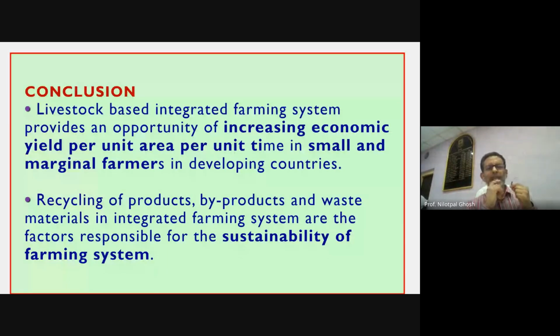And recycling of products, byproducts, waste materials in integrated farming system are the major factors responsible for sustainability of the farming system. So one is sustainability, sustainable production system. So it has the opportunity to be sustainable, and it has the criteria to enhance the livelihood of the small and marginal farmers.